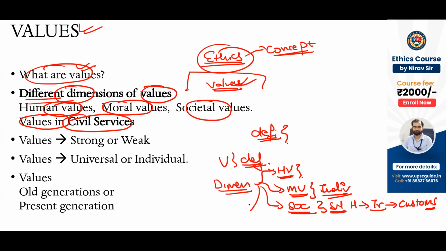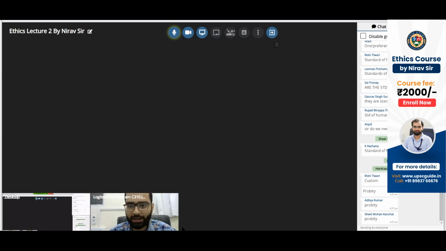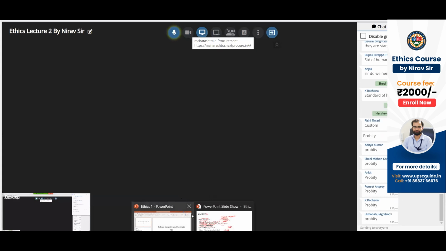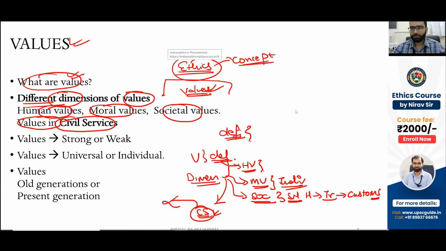And then we have also seen, and it is also in our syllabus, that there are some values which are expected to be always followed by a civil servant, and these values are called civil services values. And we saw that if you follow all the values expected of a civil servant, then that is a definition of something. Where did we see this? Yes, probity, absolutely correct. Yes, very good. We saw that in probity, Aditya, Sheel Mohan, absolutely correct, right? We had seen that in probity, right? Now if we go ahead, just a moment.